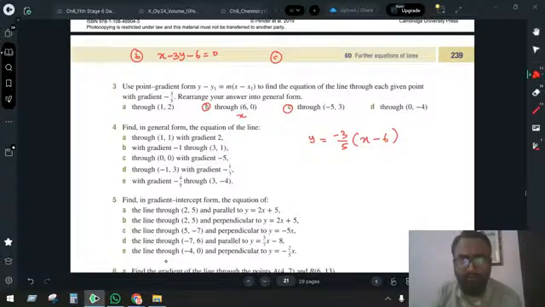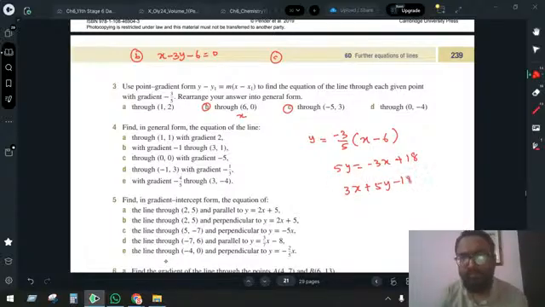Okay, I don't think so. I will look into it. Minus 3 by 5 into x minus x1, and y minus 0. So 5y is equal to minus 3x plus 18. When these two come together, 3x plus 5y minus 18 is equal to 0.